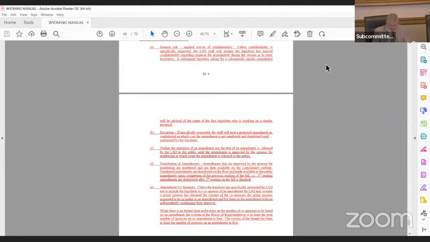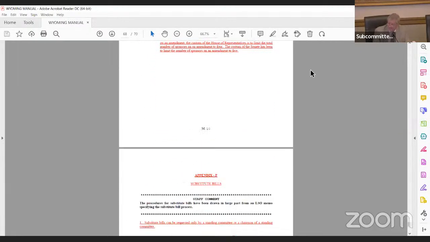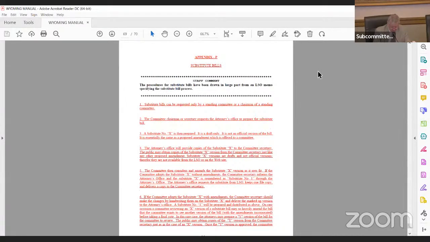And finally, Mr. Chairman, I'm on N11, and the last thing I'll talk about is substitute bills. This is from an LSO memo we did probably about 10 years ago. Everybody's always confused about substitute bills. How do we do this? How do we do that? This just puts it in historic practice in the manual.